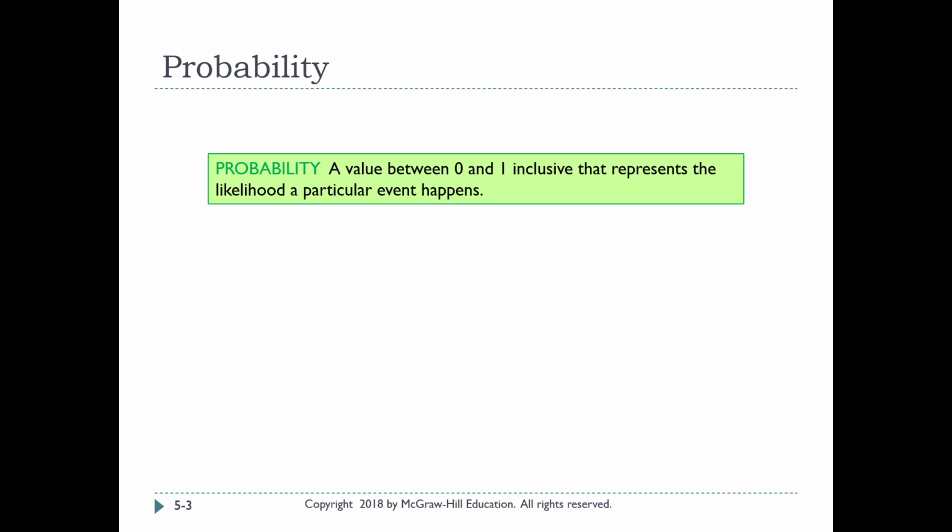But our goal here is to calculate chances of future events, and our resulting answers will often be probabilities. We're going to spend the next few chapters playing around with probabilities, and what we mean by that is a value between 0 and 1, inclusive. So that means 0 can be a chance and 1 can be a chance, or they can be probabilities. And those are the likelihood of a particular event happening.